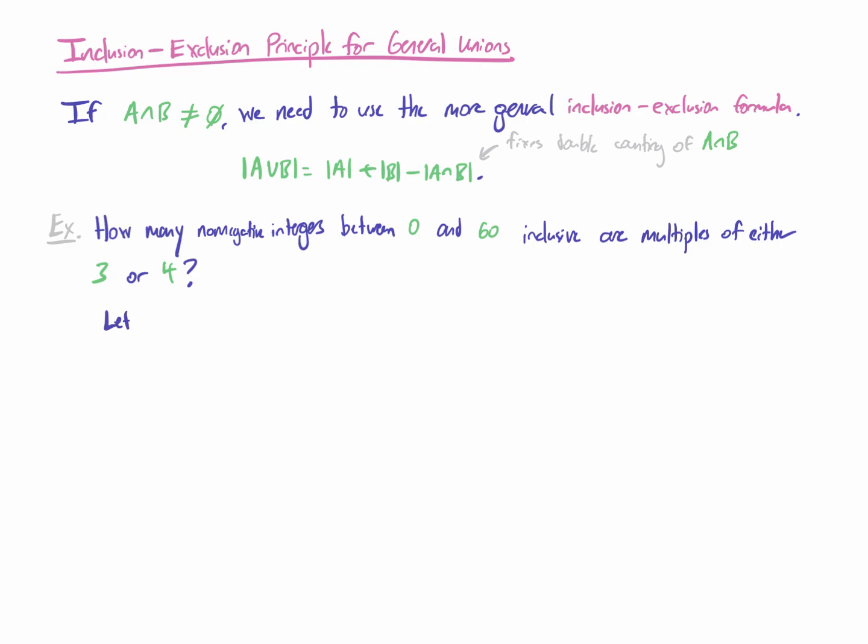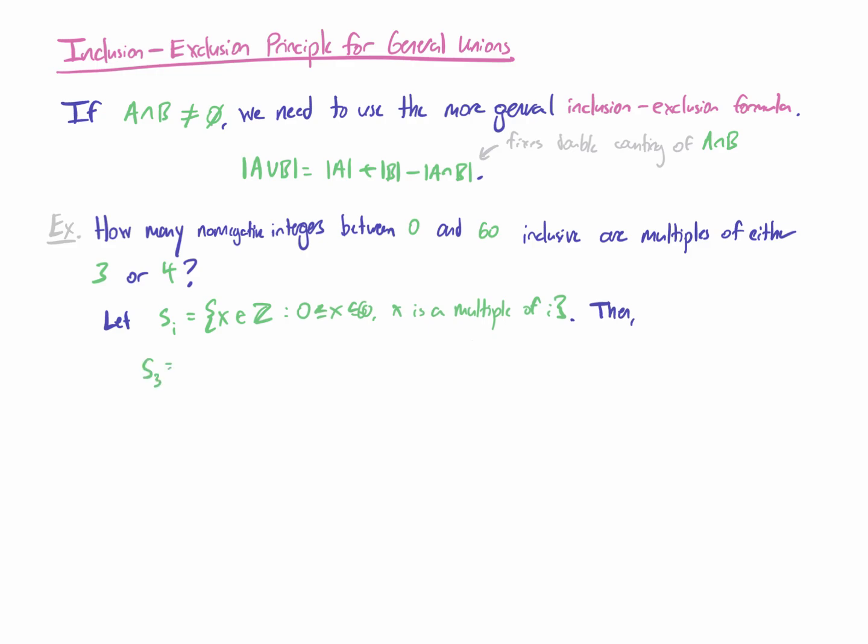I'm going to make a definition here. Let S sub I be the set of multiples of I that are between 0 and 60. And we need that X is a multiple of I. So this is a flexible definition. I'm going to reuse it multiple times. Then let's take a look at what S3 and S4 look like.